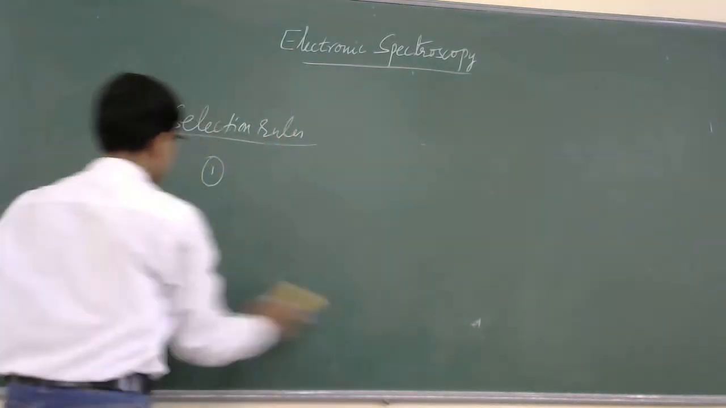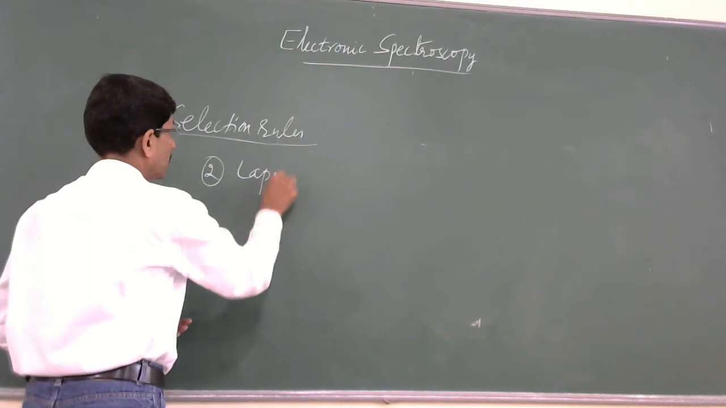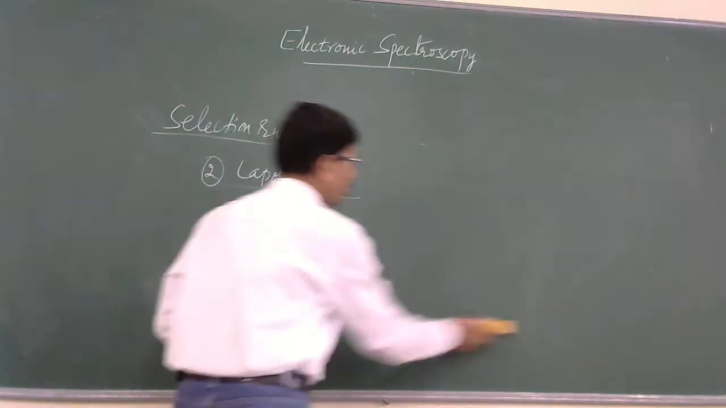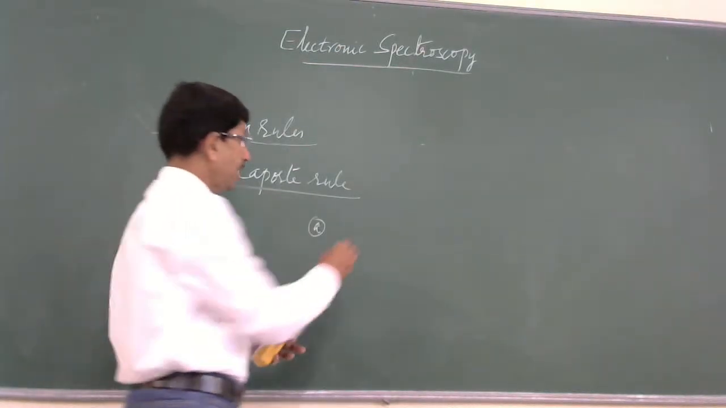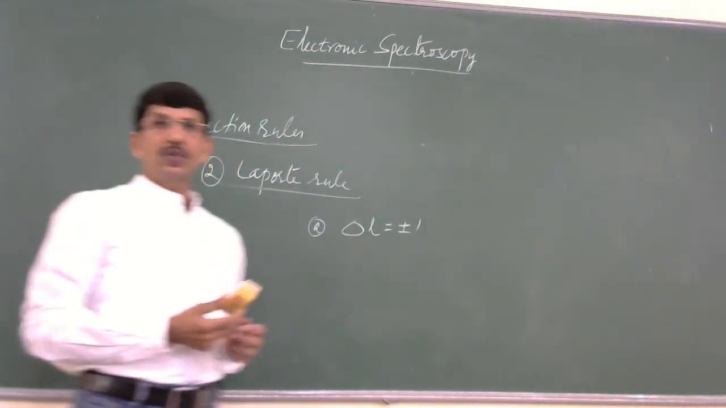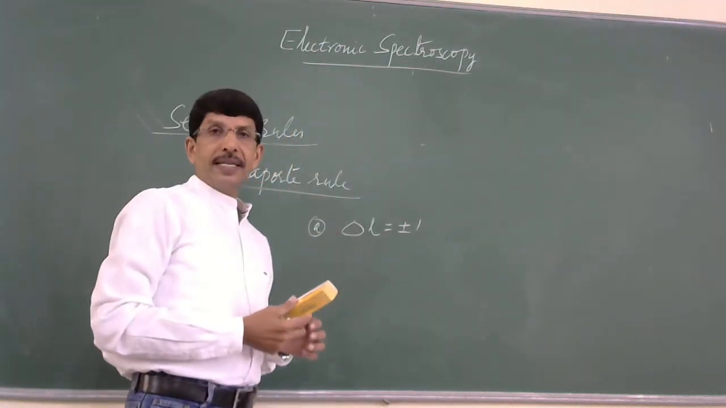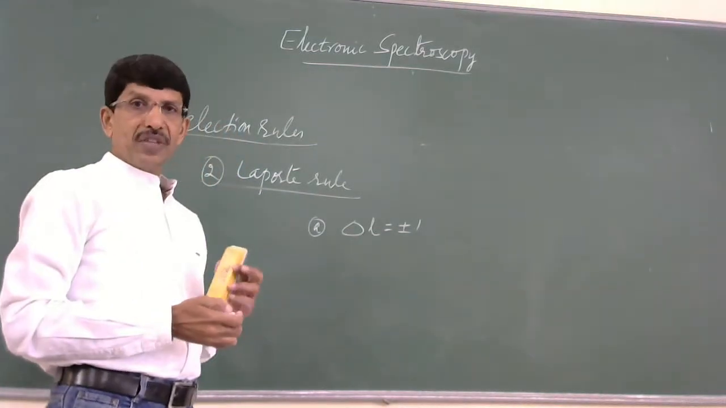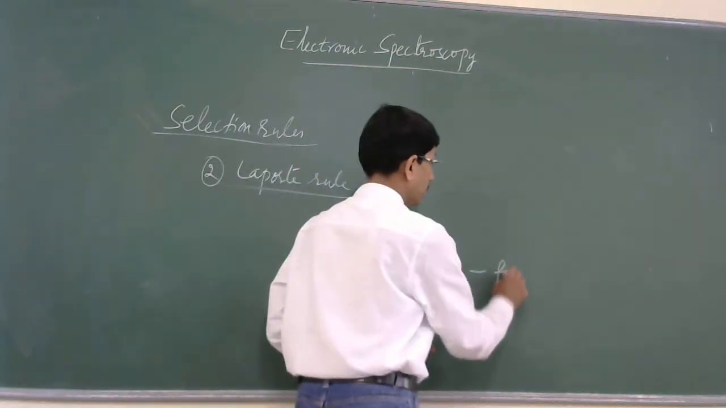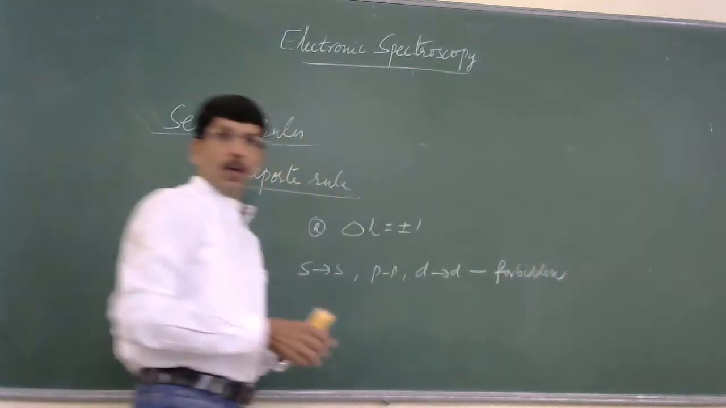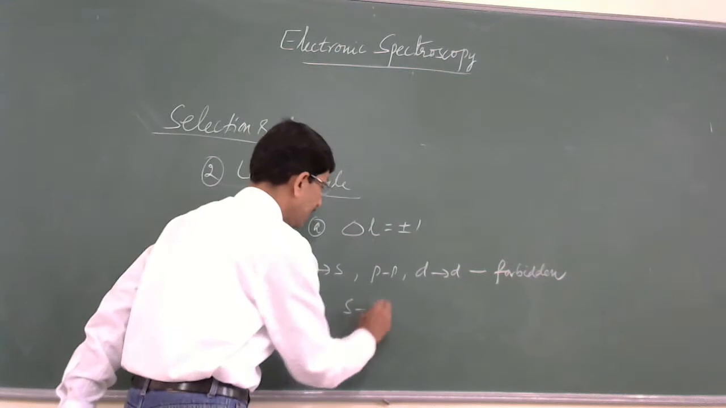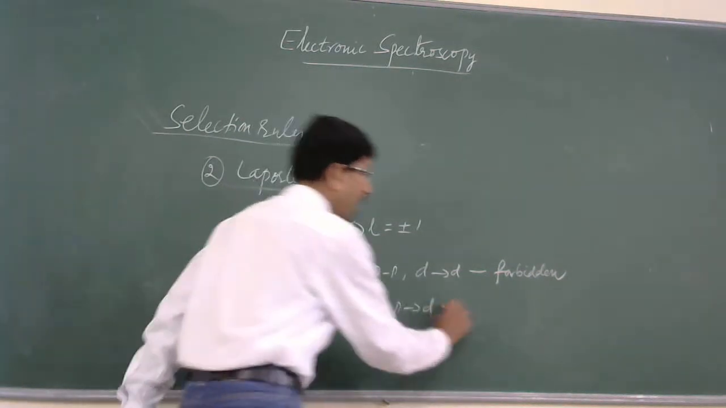The next rule is the Laporte rule, which is usually applicable to metal complexes. So what is the Laporte rule? A sub-rule of this is that delta L should be equal to plus or minus 1, where L represents the azimuthal quantum number. In the sense, transitions like S to S, P to P, D to D are forbidden because delta L becomes 0, whereas S to P or P to D transitions are allowed.